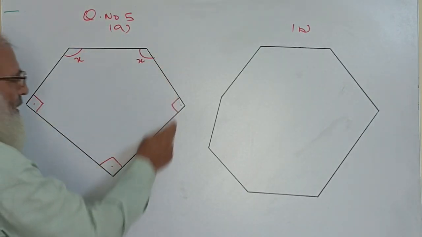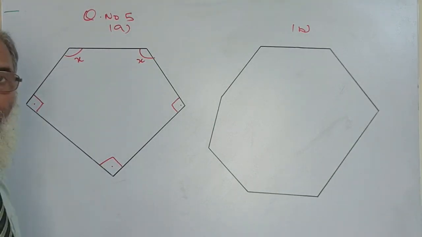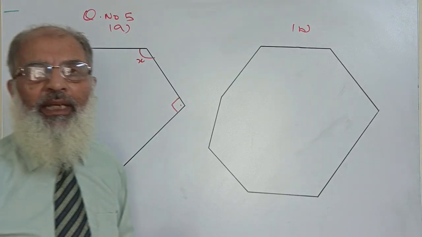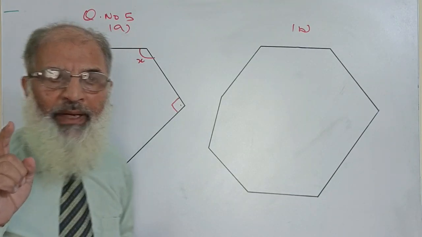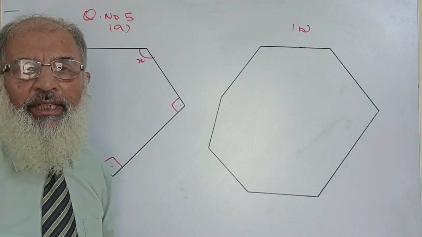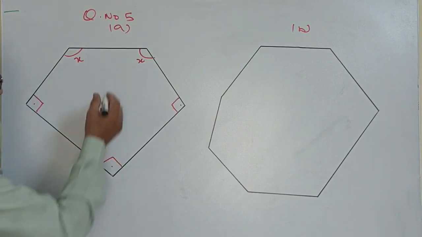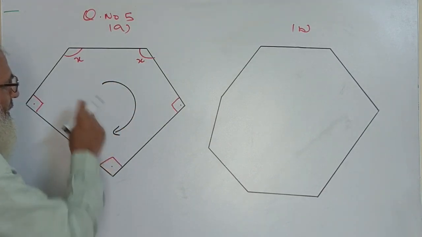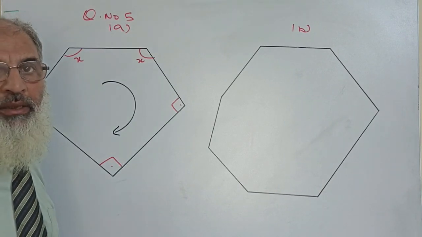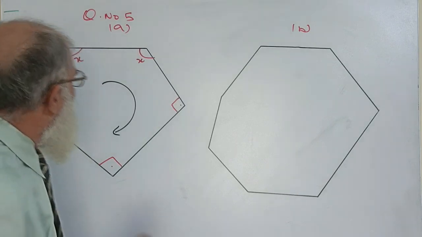In a polygon with five sides, the sum of the interior angles of a pentagon is 540 degrees. The sum of interior angles is equal to how much? 540 degrees, that we have done in our question number 1.